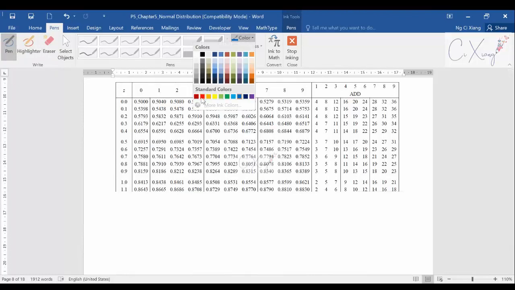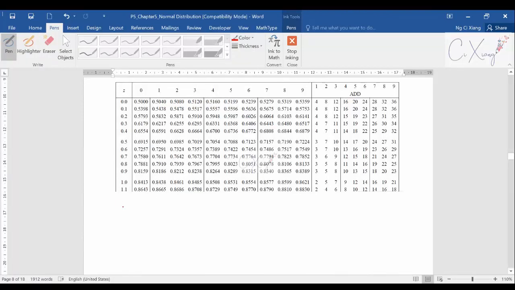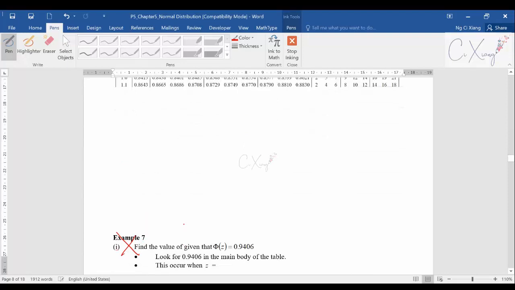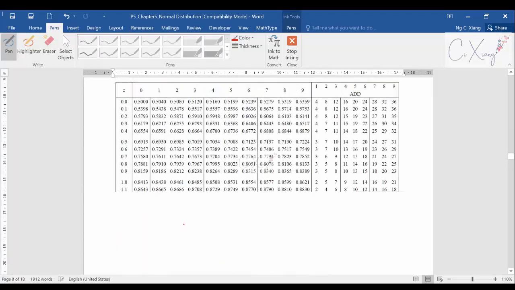Okay, so now, I will skip example 7 in our notes, because to me, I think this example is not useful at all. I will discuss 4 examples here with you that cover mostly all the possible cases that will be asked in the exam. Okay, there are 4 cases.